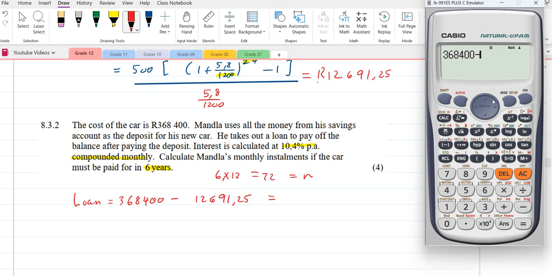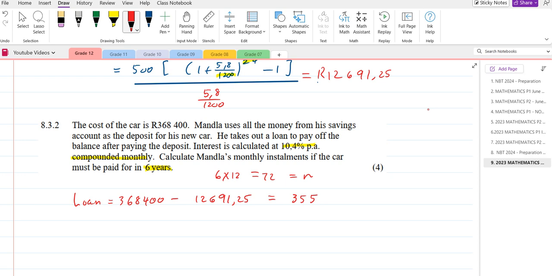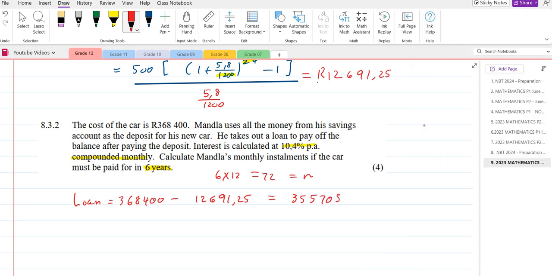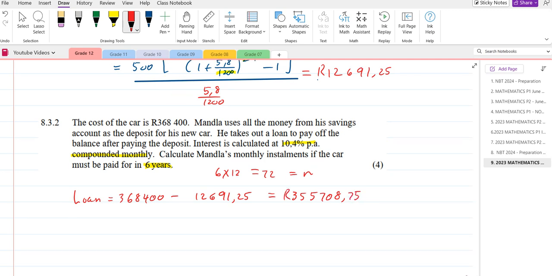368,400 minus the previous answer, which was stored in answer. So I've got 355,708.75. That's the loan amount that he's going to take out. Now we're going to use the present value loan formula to calculate the value of x. So the present value loan formula is x into, that's the monthly payment we're trying to work out, 1 minus 1 plus i to the power negative n, all over i, right?